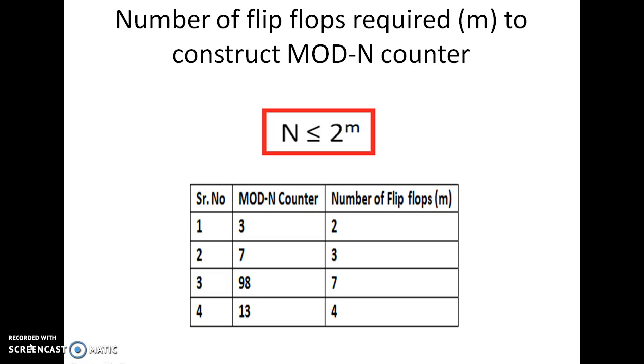The number of flip-flops or number of bits to construct the mod n counter is given by this formula: n less than or equal to 2 raised to m, where small m is the number of flip-flops and n is the mod n counter. If I want a mod 3 counter, the number of flip-flops required will be 2. If I want a mod 7 counter, the number of flip-flops will be 3. You can try with different mod counters and check the number of flip-flops.